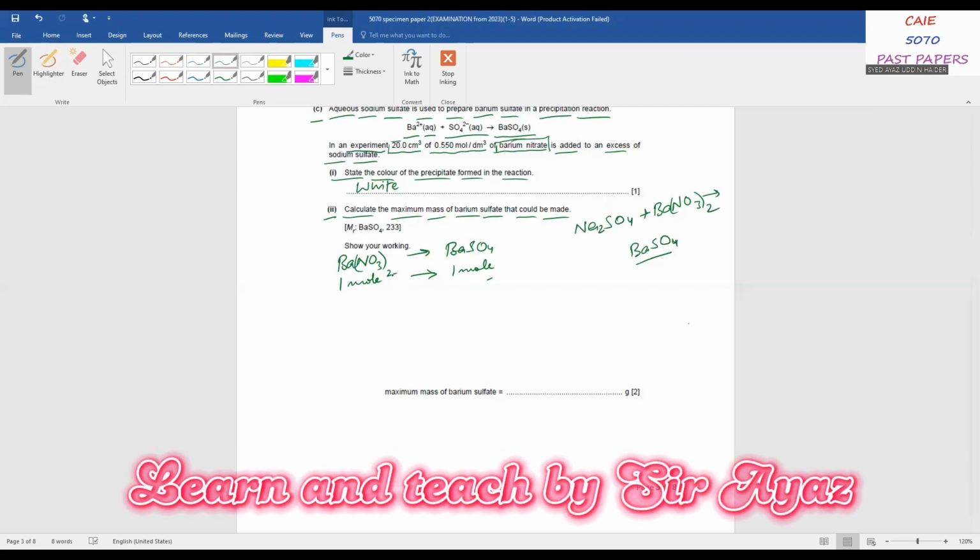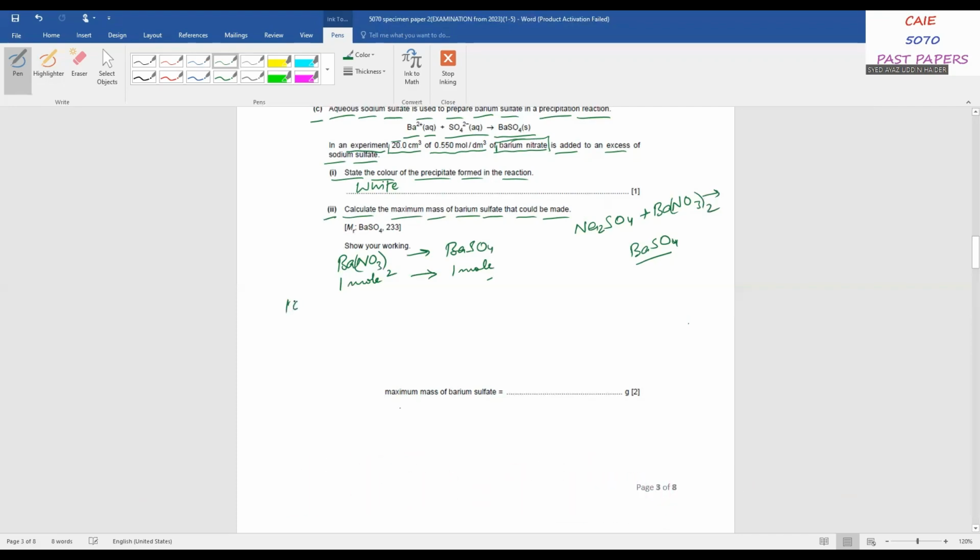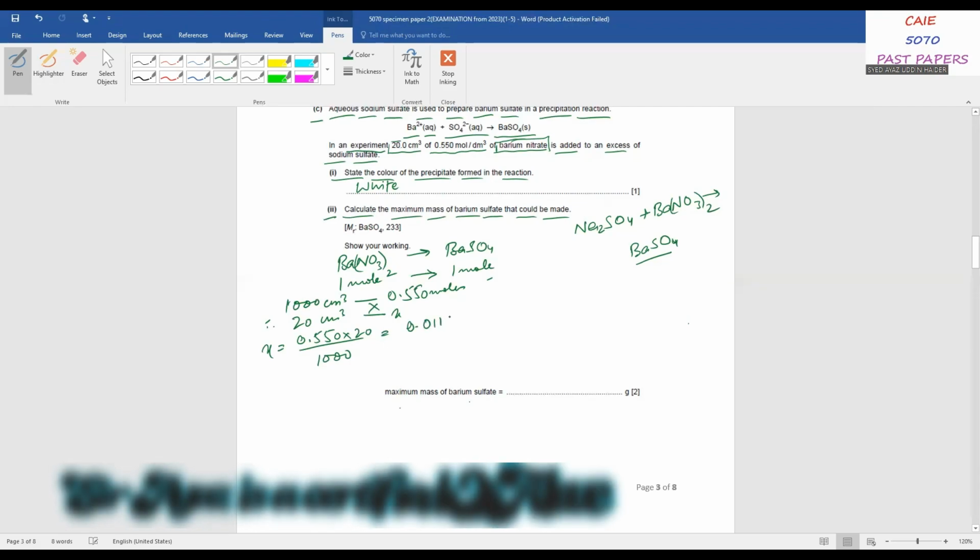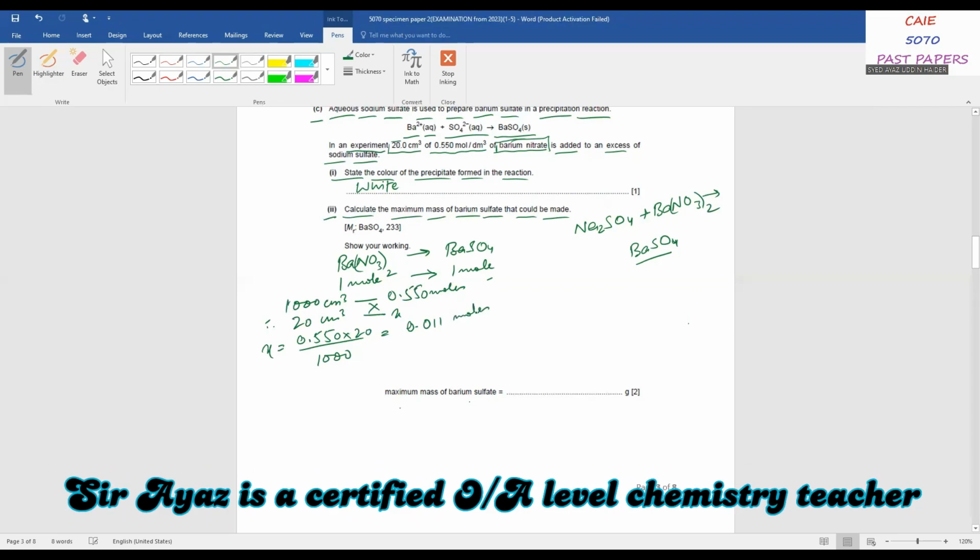If you look at the data, 0.55 mole per dm3 means 1000 cm3 contains 0.550 moles. Therefore, 20 cm3 contains x mole. Cross multiply, you will get x is equal to 0.550 multiplied by 20 divided by 1000. What will be the answer? 0.011 moles, which will be the moles of BaSO4.